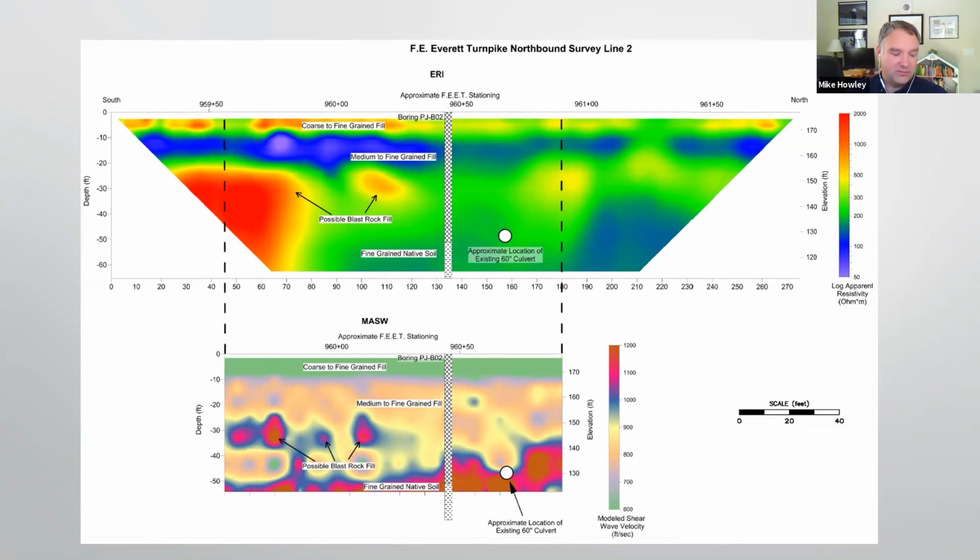Based on the results of these 2 profiles, we interpret that blast rock fill is likely present on the southbound side of the elevated highway, but there are discontinuous pockets or boulders present in the fill on the northbound side.